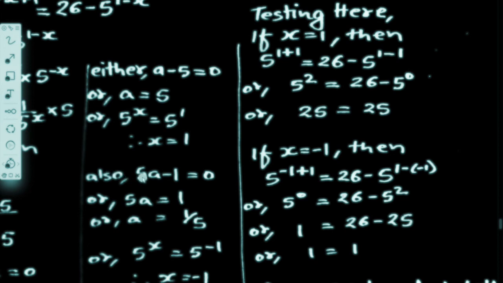Also, 5a minus 1 equals 0, or 5a equals 1, or a equals 1 upon 5. Now replace a with 5^x. 5^x equals 5^minus 1. Therefore, if the base is the same, x equals minus 1. Now in this way we get two answers: x equal 1 is our first value, and x equal minus 1 is our second value.